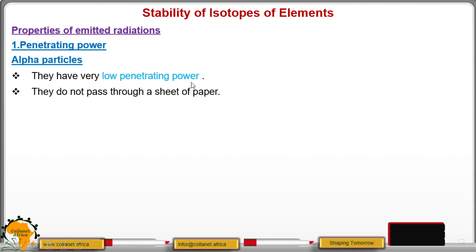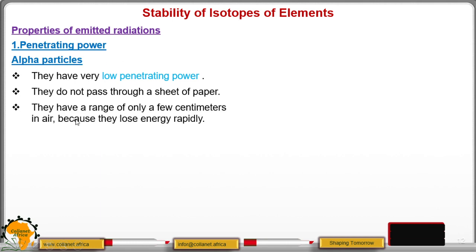So if you have a radioactive substance that is emitting alpha particles, and in their path you place a sheet of paper, it implies that those alpha particles cannot pass through that sheet of paper. They have a range of only a few centimeters in air. That is, they lose energy very fast. So as they move, their range also disappears because they lose energy very fast.